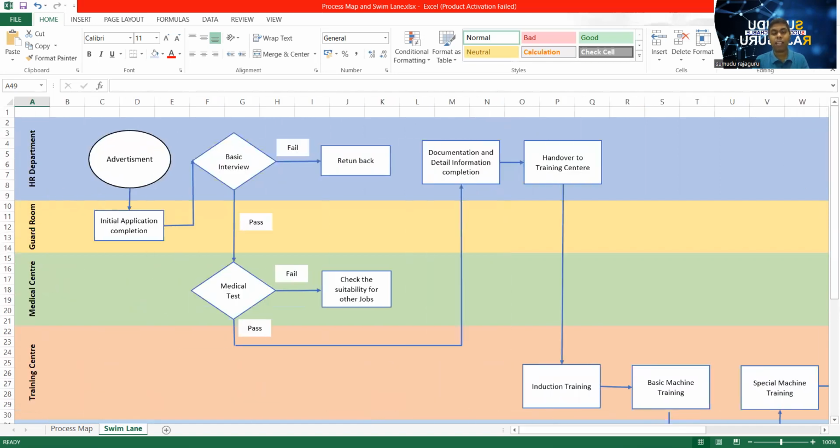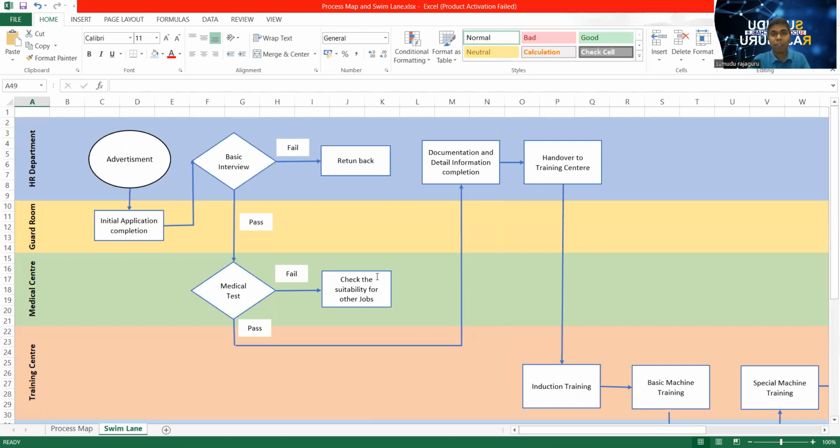So simply we can say, when we draw the process map, okay, if we align the process map with the responsible parties, that is called the swim lane diagram. If we draw the process map, we can understand something about the process. If we draw the process map plus the swim lane diagram, we can understand much more. Okay.